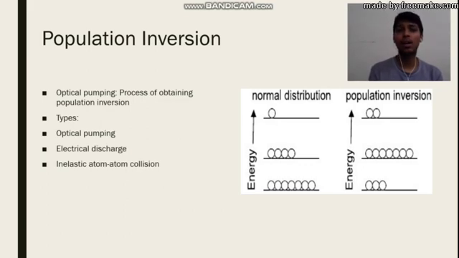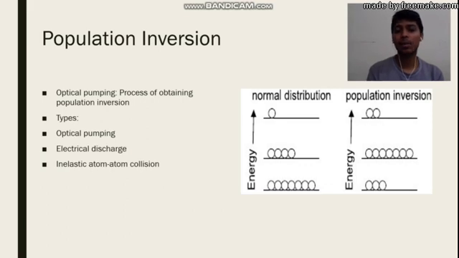So there are many ways of obtaining population inversion, meaning that there are many methods of optical pumping, and these methods are briefly introduced as electrical discharge, inelastic atom collision, and optical pumping. So let us briefly define what these are. Electrical discharge: in electrical discharge, we give a very high voltage in the discharge tube so that the atoms readily get into excited state and they travel rapidly to the higher energy state, and thus population inversion can be easily obtained.